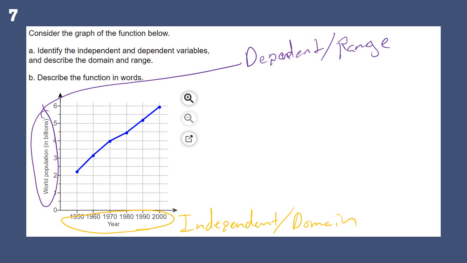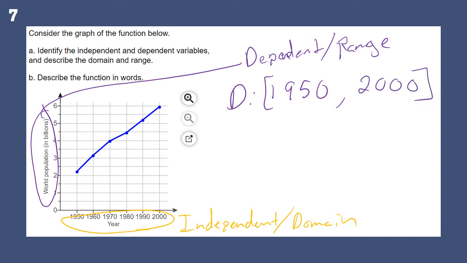So let's look at how we'd actually say what our domain or range would be. So our domain would be, let's see, what possible value do we have for the domain? Well, we have the numbers 1950 and up until the year 2000. And I use square brackets, I use that notation, but I'm really just saying all the years between 1950 and 2000, that's what we're talking about here.